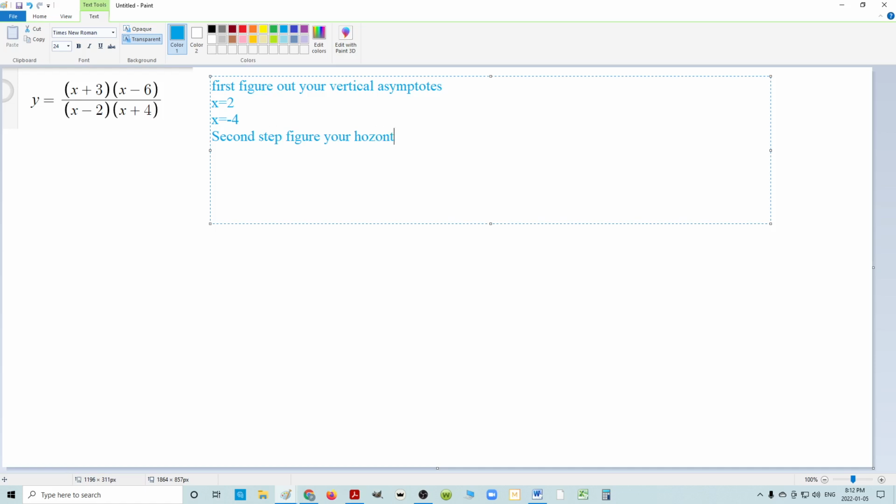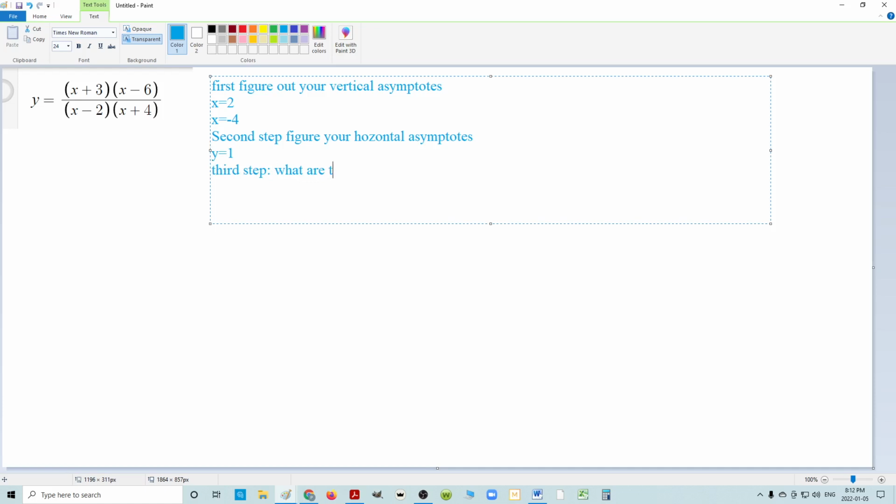Easy. These both expand to x squareds, and I can see that there's a 1 in front of this x, and a 1 in front of this x, and a 1 in front of this x, and a 1 in front of this x. So the most they're going to expand to is x squared up top and x squared at the bottom. If I take 1 as the coefficient in front of this x squared and 1 in front of this x squared and divide it, I get y is equal to 1. So that is going to be my horizontal asymptote. Great. Next, third step.